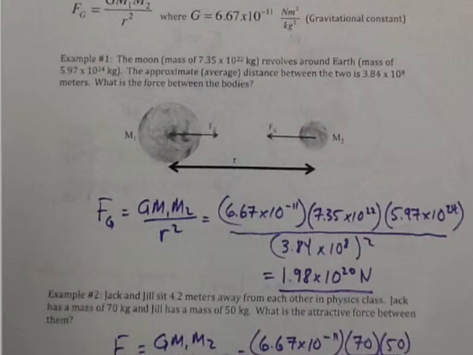Now, that's a huge, huge force, but we are dealing with planetary objects, so it's going to be a big force. That is the reason why the moon stays in orbit around the Earth. This is also the reason why the Earth stays in orbit around the Sun.